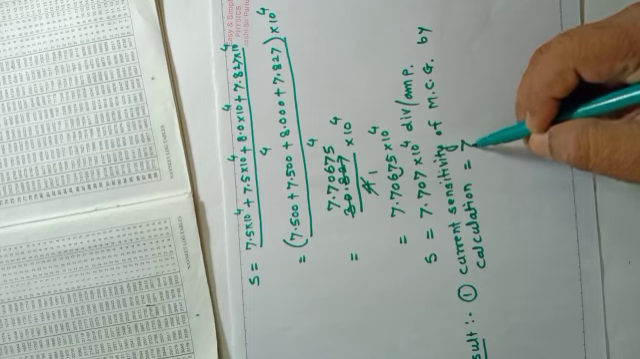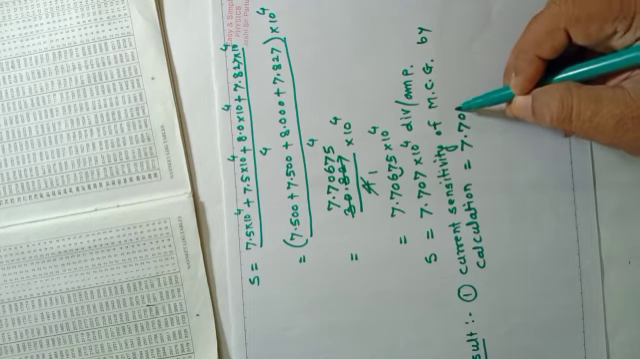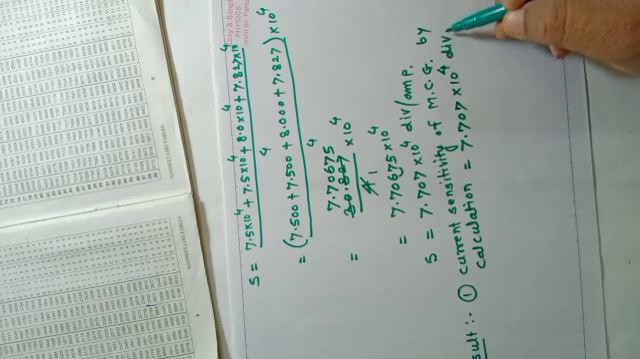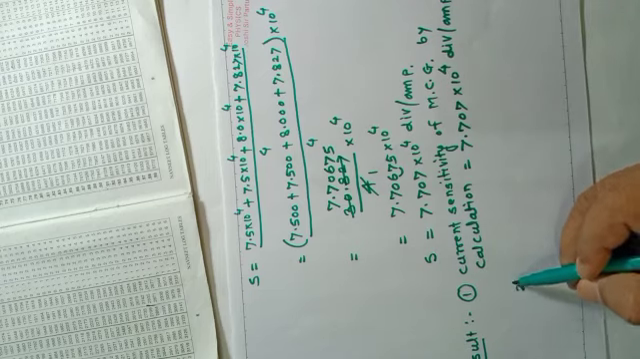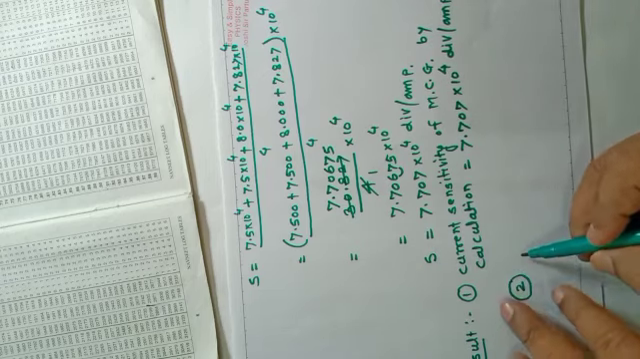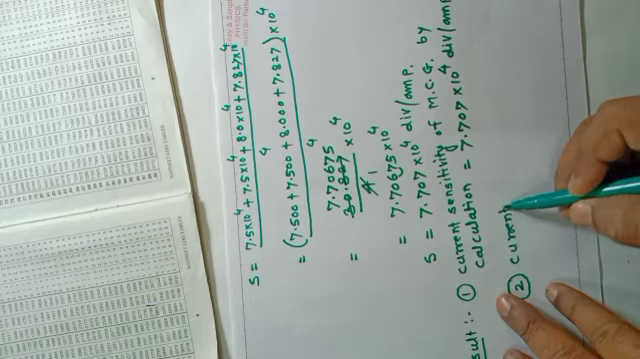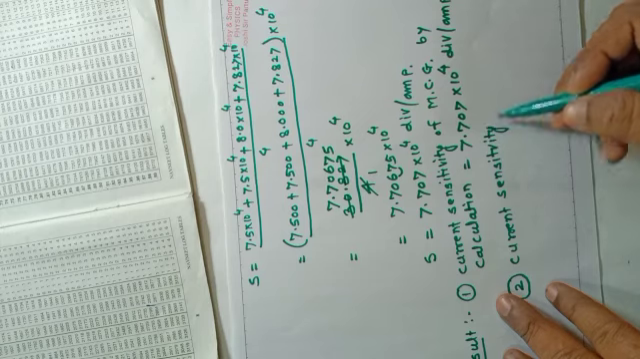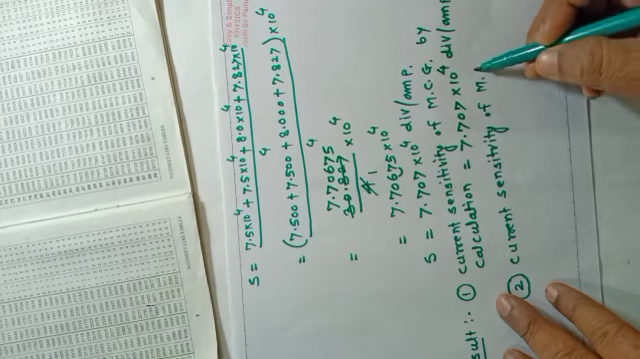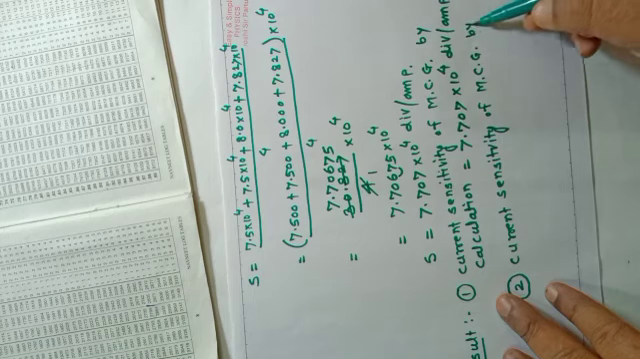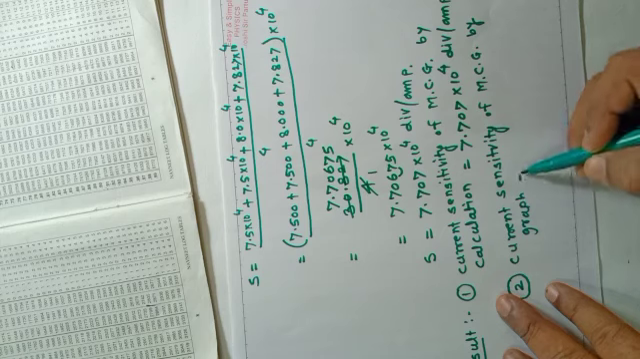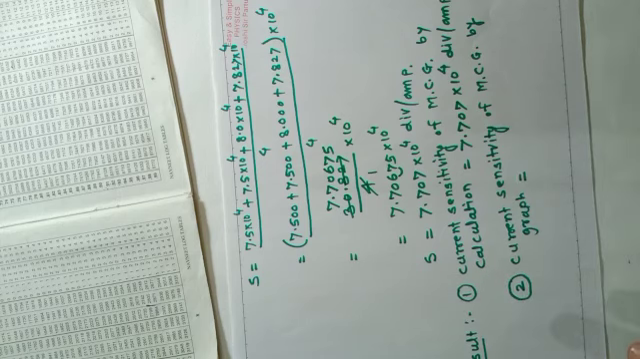It is 7.707 into 10 to the power 4 division per ampere. But we can also find out again current sensitivity of moving coil galvanometer by graph. By using graph we can find out current sensitivity.